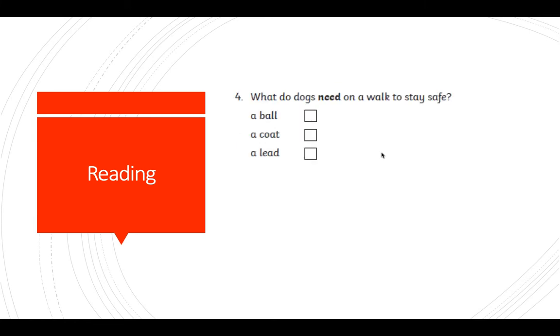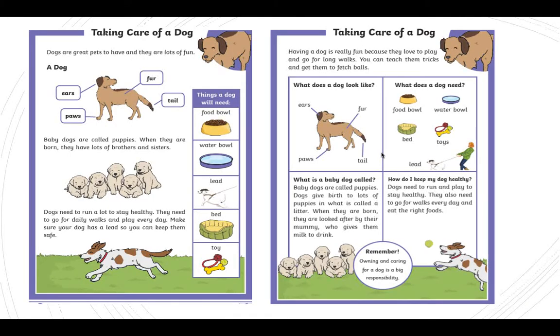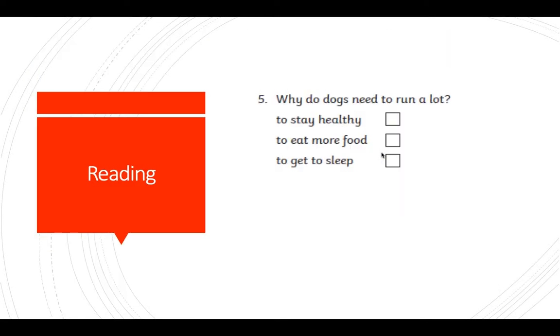Question 4. What do dogs need on a walk to stay safe? So again, you might think you know this one, but like I said, it's always best to check back on the text to make sure we're getting it right. So if we go back to the text, search for where it talks about what dogs need for their walks. So have a look. Okay, so on the left-hand side there, I found where it says, make sure your dog has a lead so you can keep them safe. Okay, so have a go at answering that question then. And then we'll go on to question number 5.